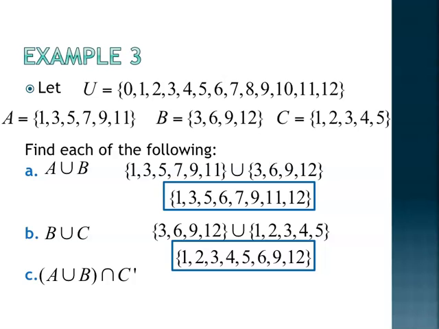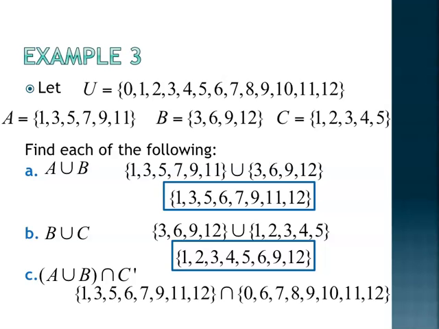All right, for the last one here, A union B intersected with C prime. Okay, now A union B we actually found in part A, so we'll go ahead and use that. Now C prime is everything that is not in the set C. So that would be 0, 6, 7, 8, 9, 10, 11, 12. So those are the two sets we're working with. Now we have to find the intersection of those two sets. So remember, the intersection is what both sets have in common. So it looks like that would be 6, 7, 9, 11, and 12.